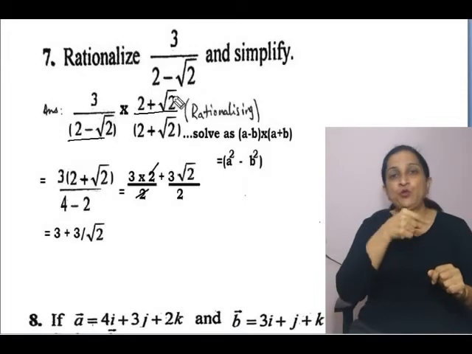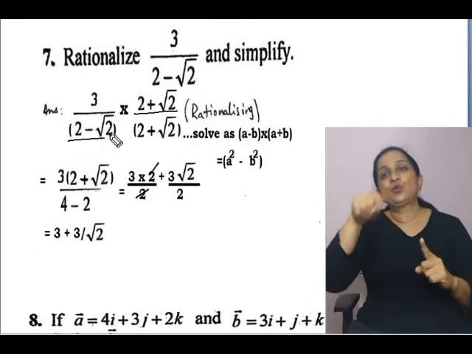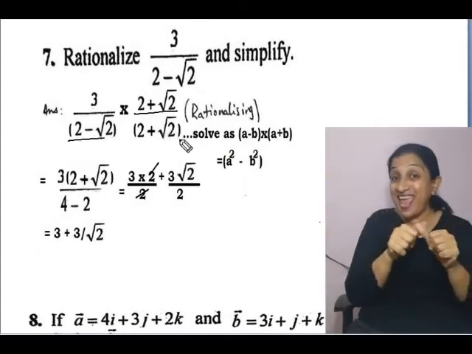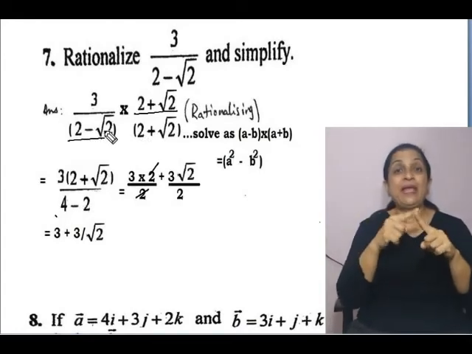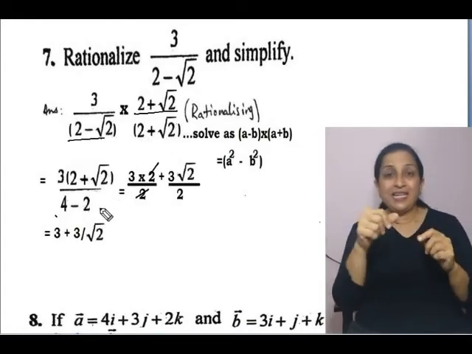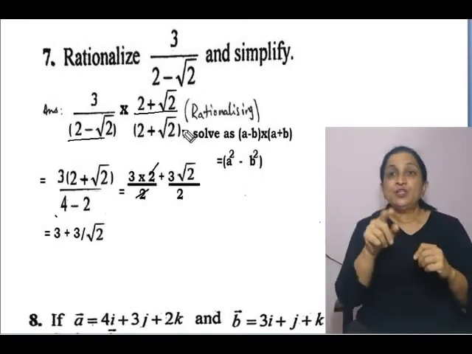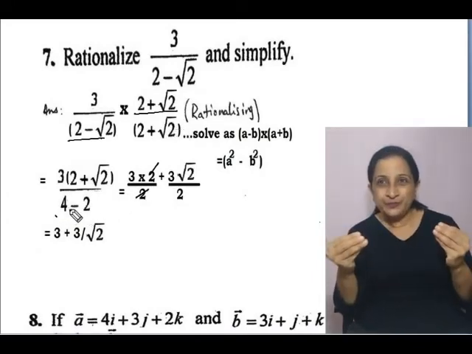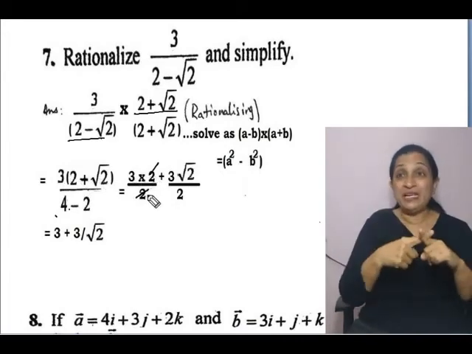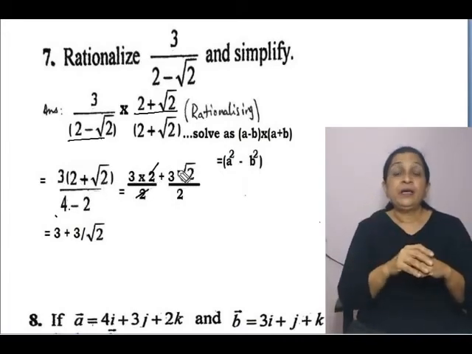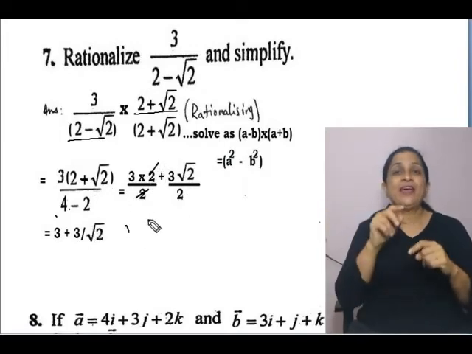So the numerator becomes 3 into (2 plus root 2), divided by, this is the (a plus b) into (a minus b) formula, a square minus b square, that is 2 square, 4, minus root 2 into root 2, which becomes root 4. Root 4 is nothing but 2. So it is 4 minus 2. So when you open this bracket, it is 3 into 2 by 2 plus 3 root 2 by 2. So this cancels, and this is the answer.